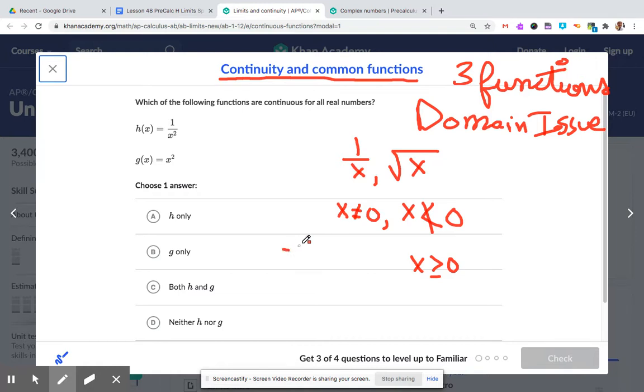For this one, it's negative infinity to 0, not including it, in union with 0 to positive infinity. All right, so this is the domain. This is not the domain, or where it's having issues at.